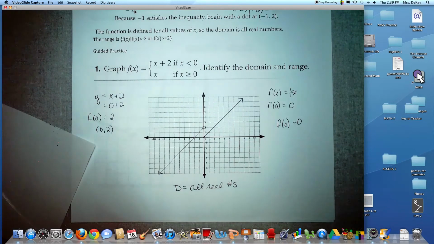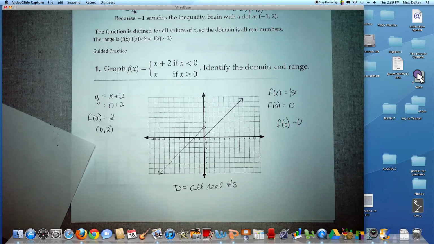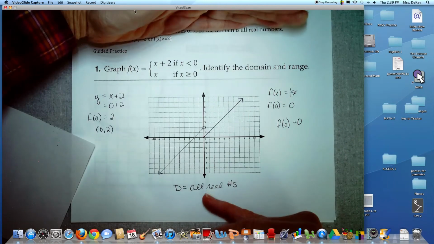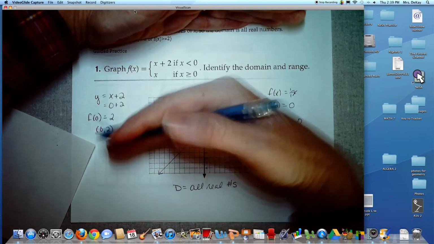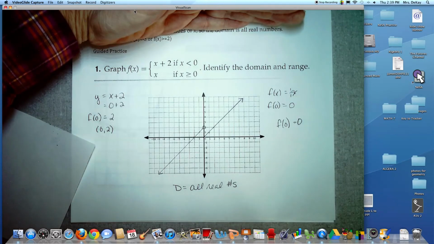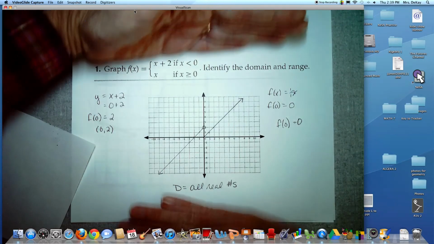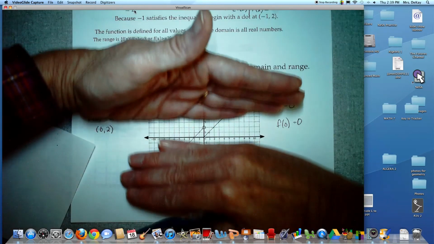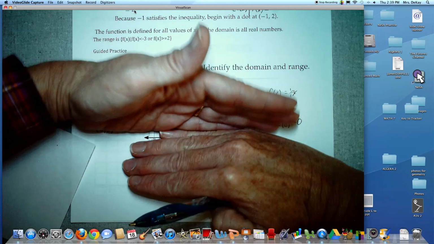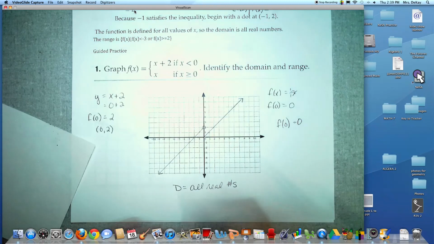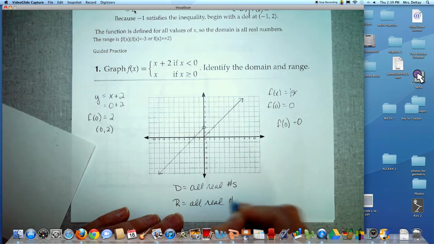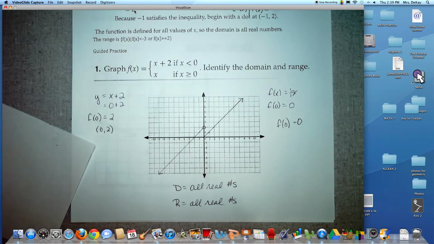All right. So now I do my up and down. Am I infinitely high? Yes. Am I infinitely low? Yes. Do I have any gaps? No. There's a graph all the time, isn't there? So what is my range? All real numbers. And so that wouldn't be 1 to 1 then, right? No, it's not 1 to 1.